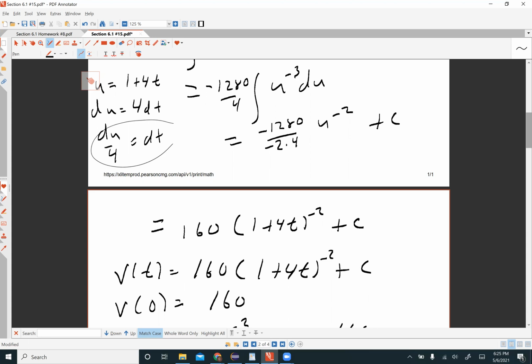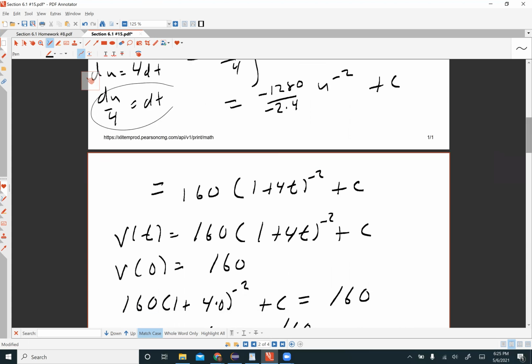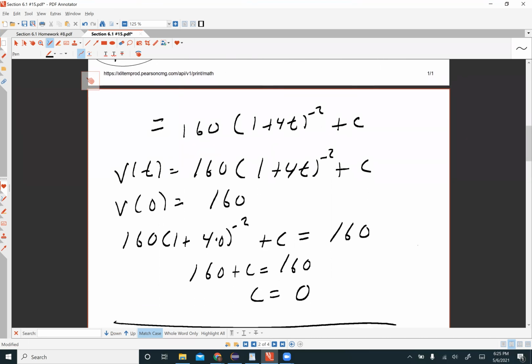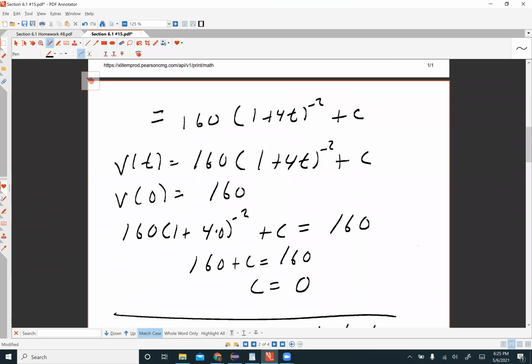Okay, so we're told the velocity function is needed. So we take the antiderivative of the acceleration and we get the velocity is 160 times 1 plus 4t to the negative 2 plus c. Well, now what's c? Luckily, we're told that the velocity is 160 miles per hour at 0. So we just plug 0 in there.